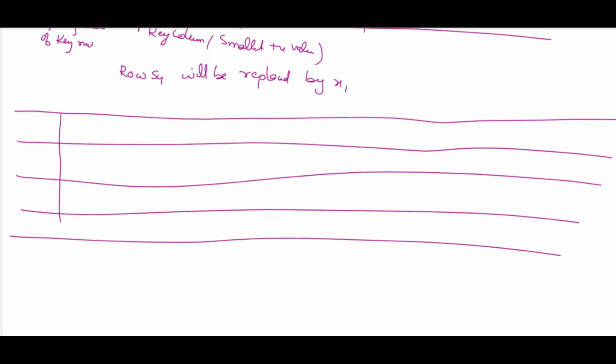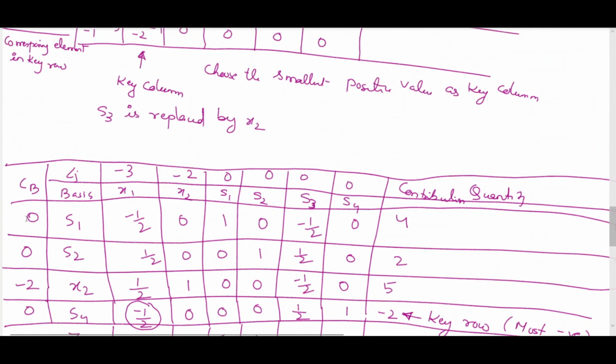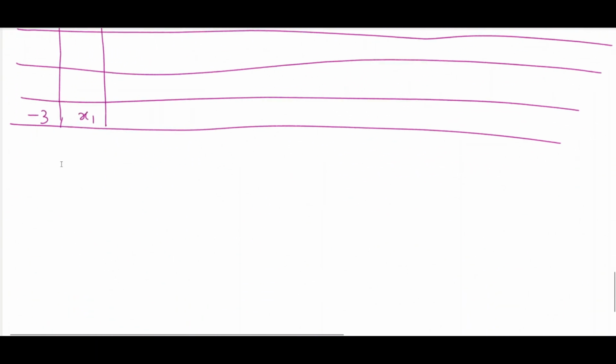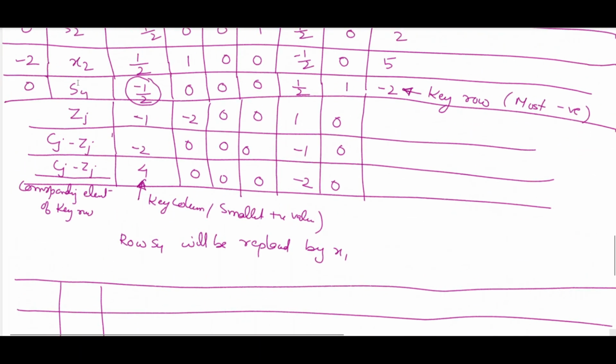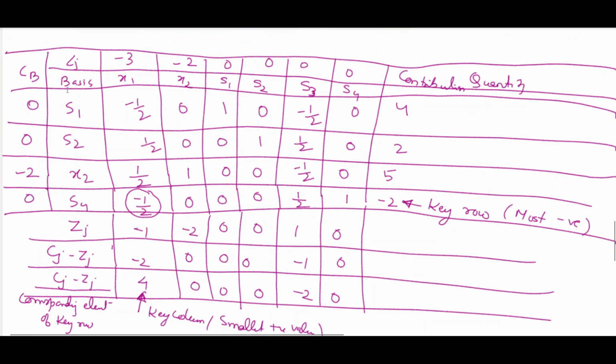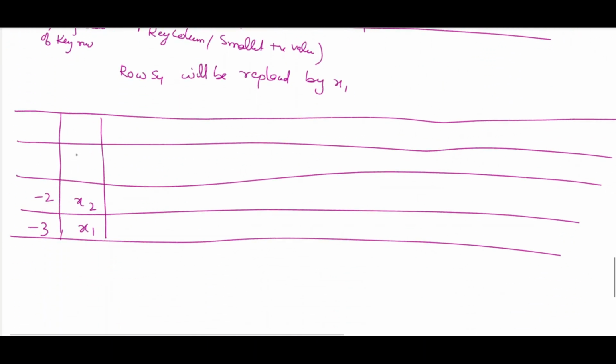So now, first, S4 is replaced by x1 and its coefficient is minus 3. If you see in the matrix, you can see its coefficient is minus 3. So 0 is replaced by minus 3, and it was your x2 and its usual minus 2, you can see here x2 minus 2. Then these two will be the same. So here it was your S1 0, S2 0.